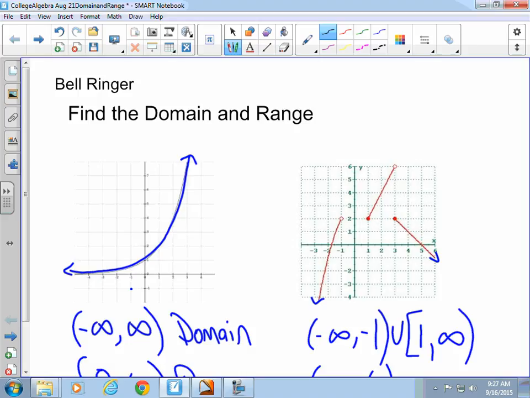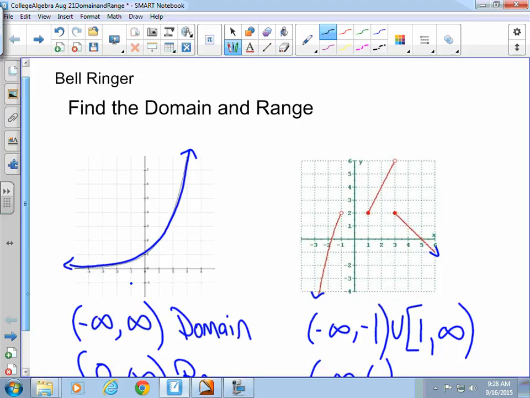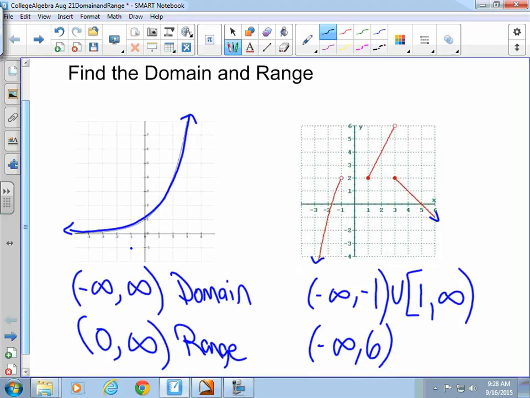Where? This one. On the bottom, the range. Okay, let's see how this levels off right here.